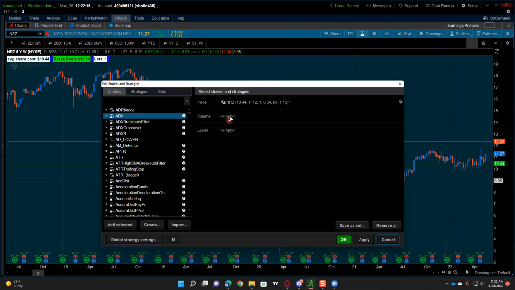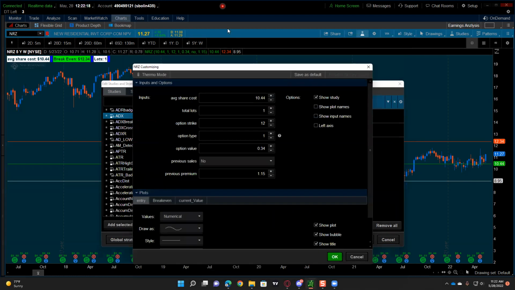So what we have so far, let's open up the user dialog box. We give it our average share cost, what we paid for when we bought the stock, how many lots we traded, at what price we traded those lots, if it was a call or a put, what the option premium was this time when we sold it, was there previous trades or not, and then how much premium was in those previous trades.